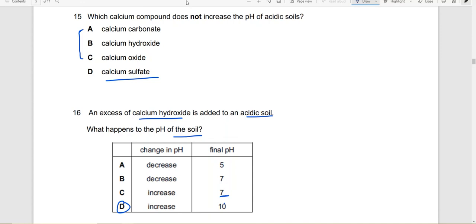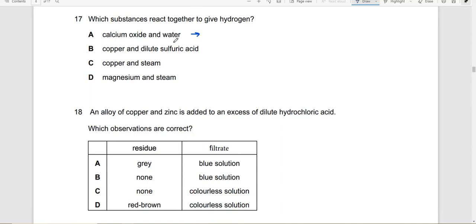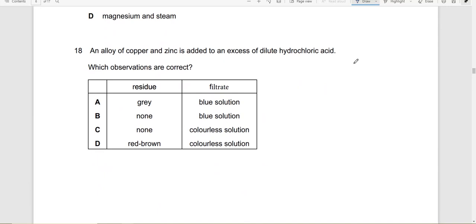Which substances react together to give hydrogen? Calcium oxide and water, they do give hydrogen. Okay, this question requires some input from another chapter, so I'm just going to skip it for now. This as well. Okay, let's do this one.